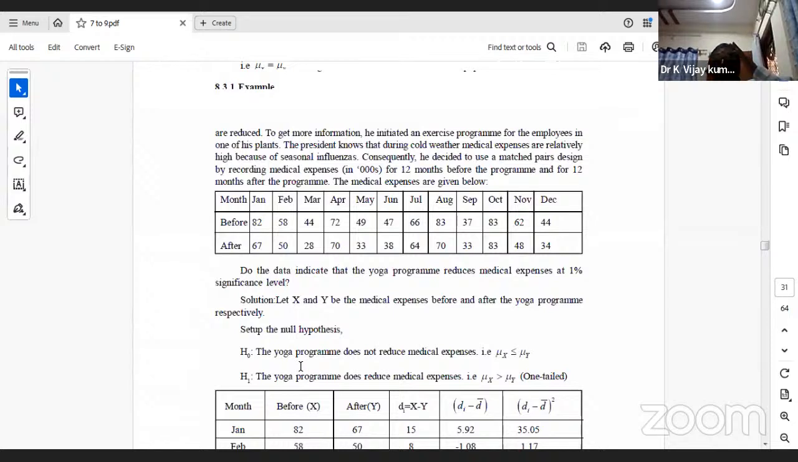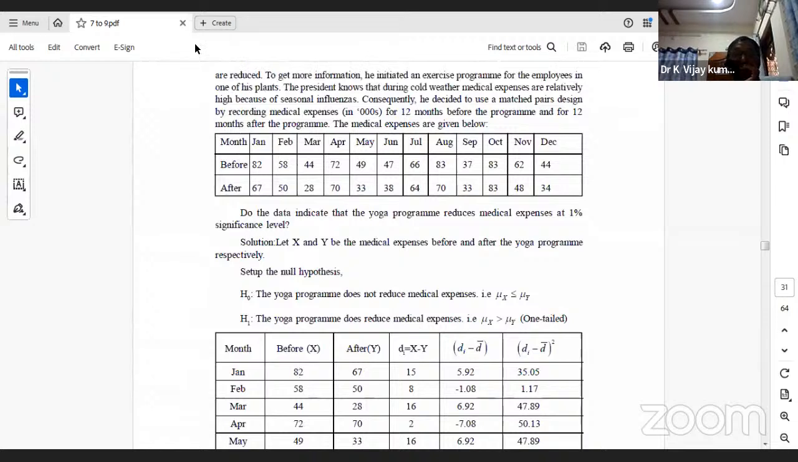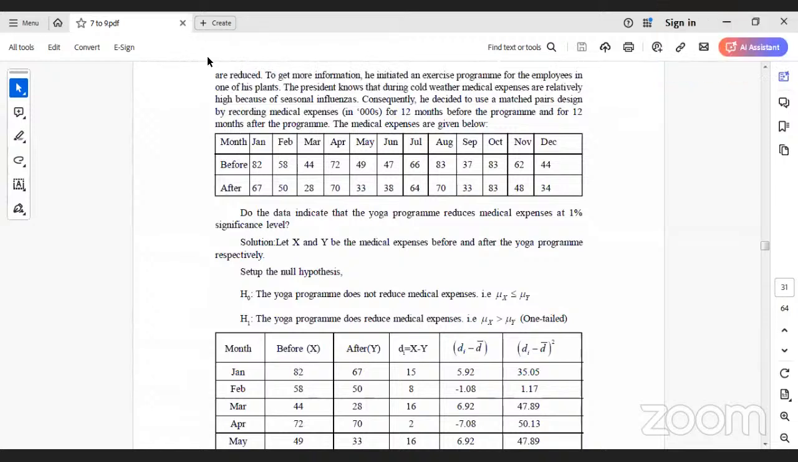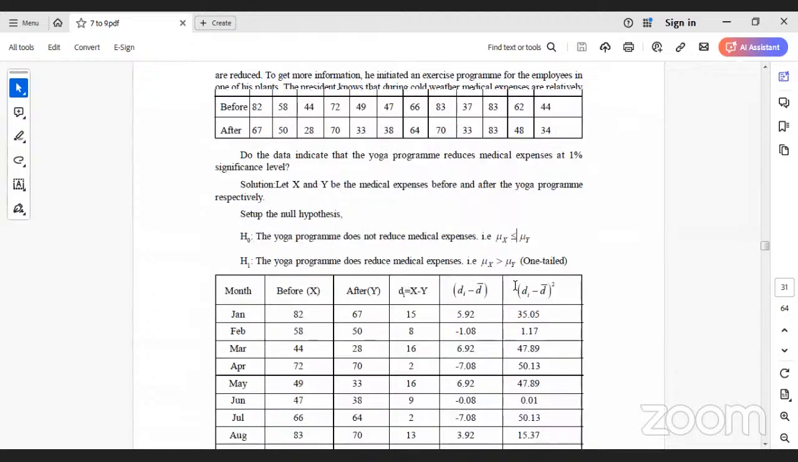Solution. Let X and Y be the medical expenses before and after the yoga program respectively. That is the null hypothesis we are taking here: the yoga program does not reduce medical expenses, that is mu x less than or equal to mu y. The alternative: the yoga program reduces the medical expense, mu x greater than mu y, that is one tail.